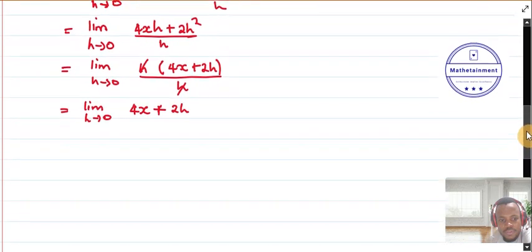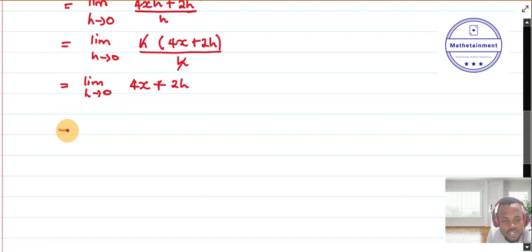So you can now write, you now let your h be equal to 0. So you can write 4x plus 2. Instead of h, you plug 0. So you are now left with 4x.